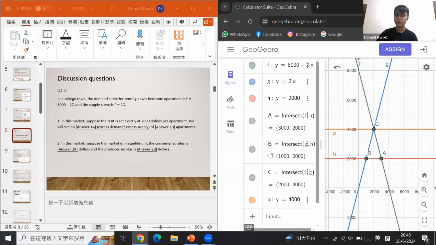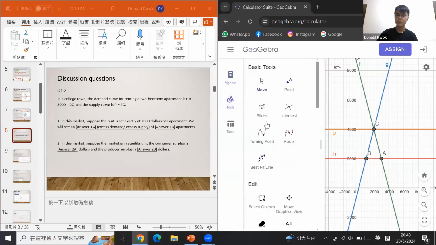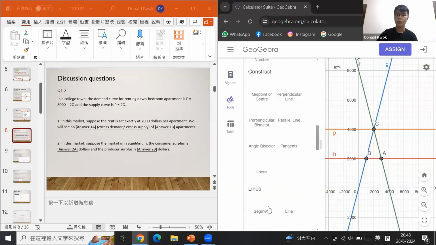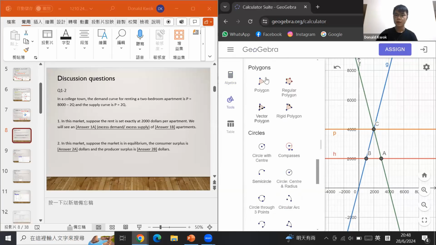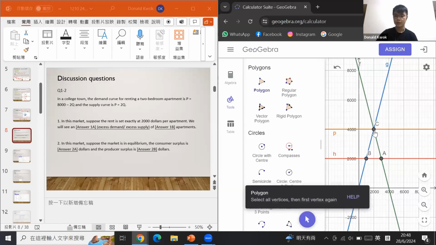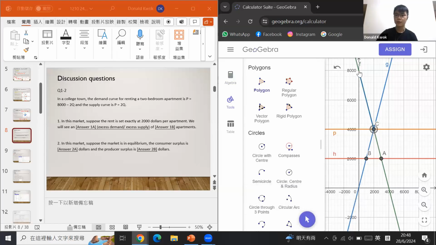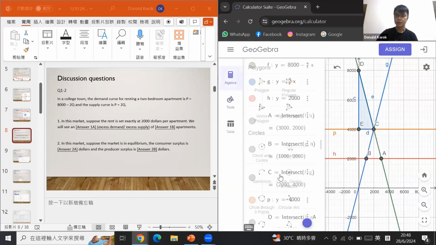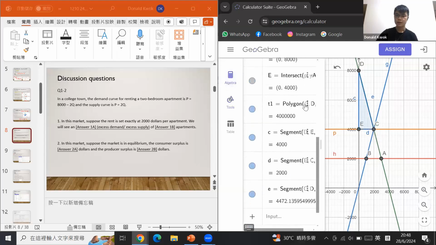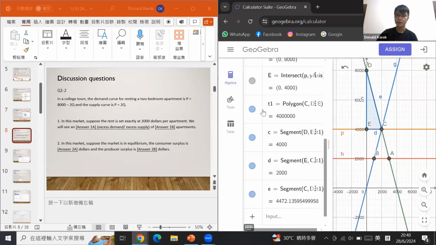So let me introduce this function to you. Click Tools again, and then scroll down to click More, and then there should be a thing called Polygon. What you need to do is just to click the vertices of the area that you're looking for, and then end with the point that you have started. So this is the area of the consumer surplus. As you can see, GeoGebra gives you the value 4 million.